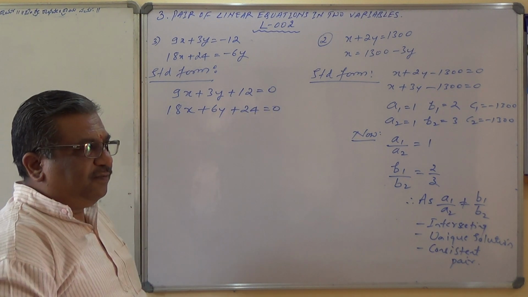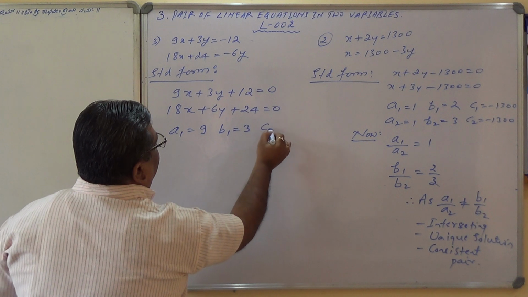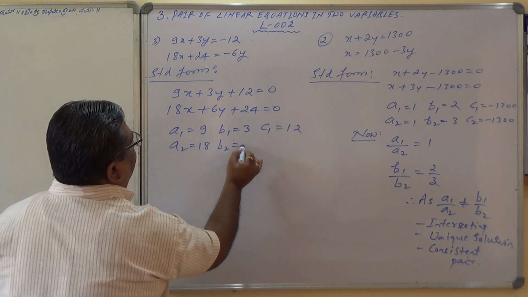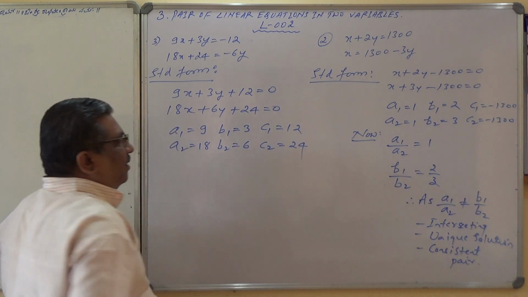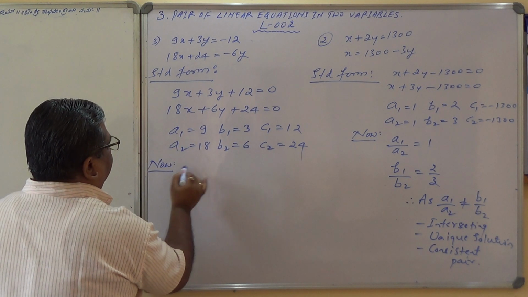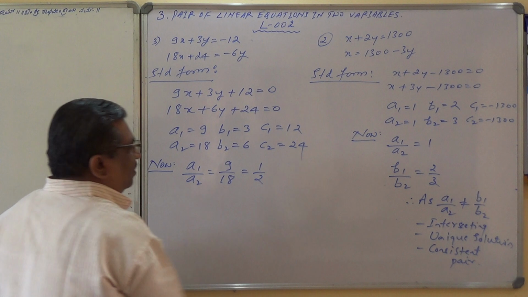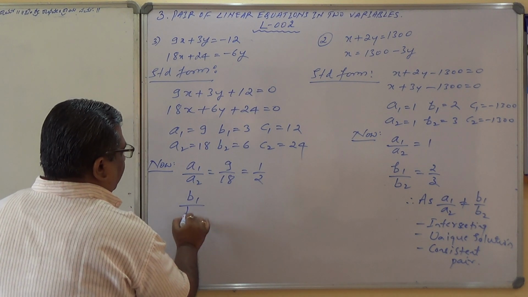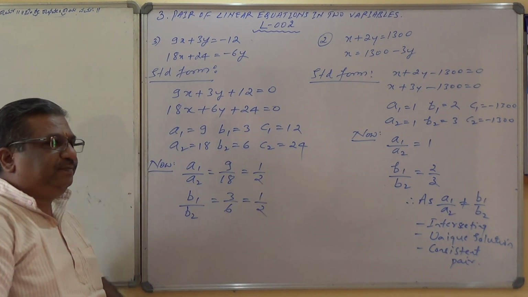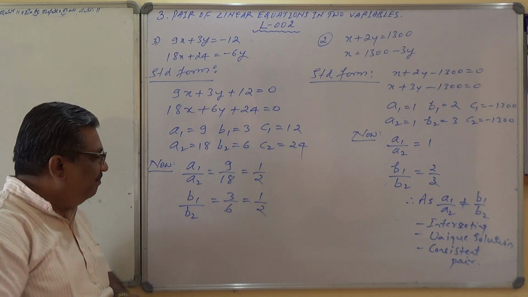Comparing with the standard general form of equations, a1 equals 9, b1 equals 3, c1 equals 12, a2 equals 18, b2 equals 6, c2 equals 24. Now take the ratios. a1 by a2 equals 9 by 18, which is 1 by 2. b1 by b2 equals 3 by 6, which is 1 by 2. So a1 by a2 equals b1 by b2.